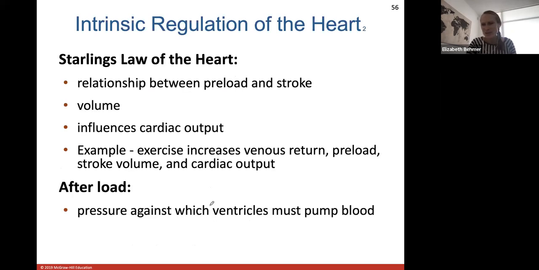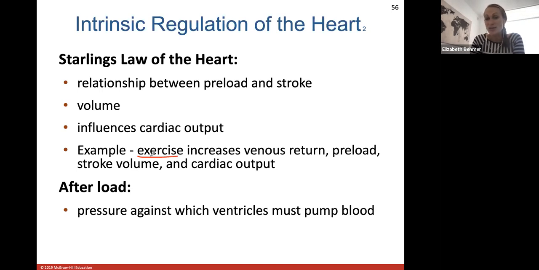This intrinsic regulation, we form what we call Starling's law of the heart. Again, this law was created by someone named Starling, and it just describes the relationship between preload and stroke volume. So it's just pretty much describing what influences your cardiac output. For example, exercise increases venous return. So that's one reason why exercise is so good for you, because it increases the rate at which your veins return blood to your heart.